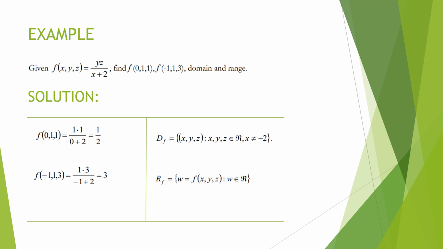Look at our example here. We have a function f equals yz over x plus 2, and you have to find what is f of 0, 1, 1, and f of -1, 1, 3, and you also have to find the domain and the range. So it is quite simple.